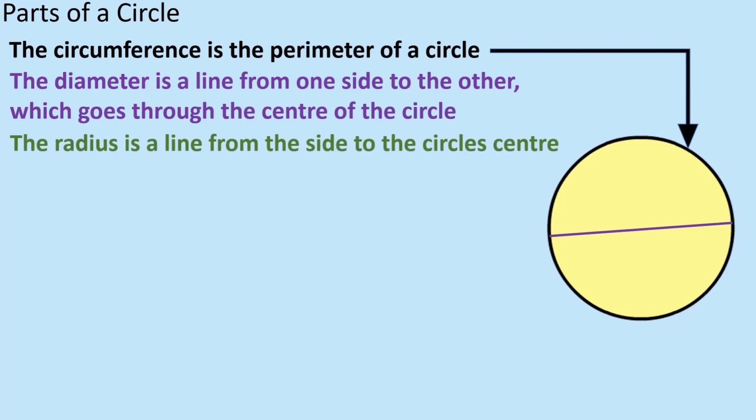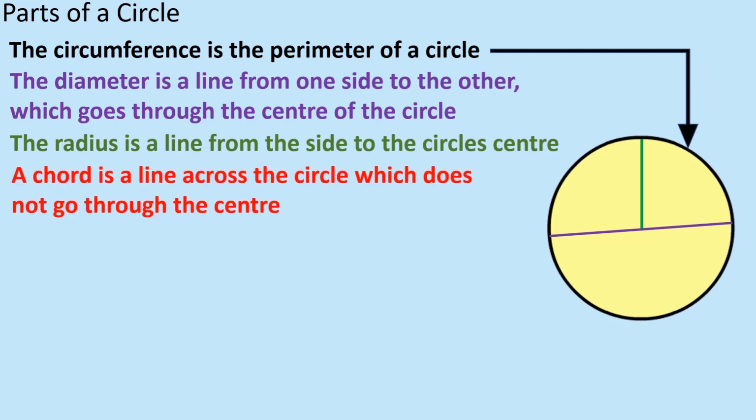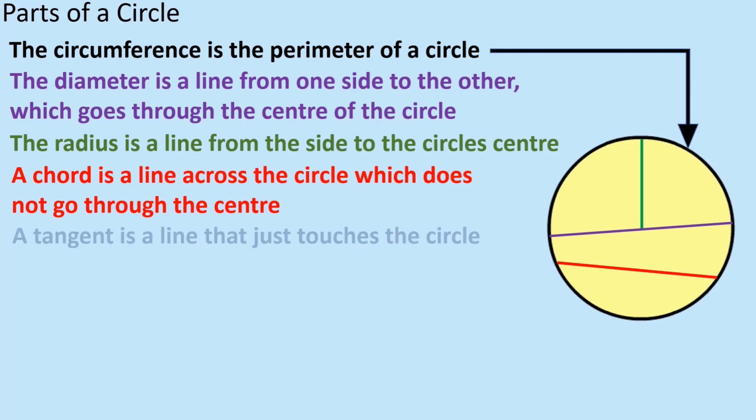The radius is a line from the side to the center, so it's effectively half the diameter, because it only goes from the middle to the outside as opposed to going all the way across. So the radius is half of the diameter, and it goes like that. A chord is a line that crosses the circle from one side to the other but does not go through the center. So that's classed as a chord, something like that.